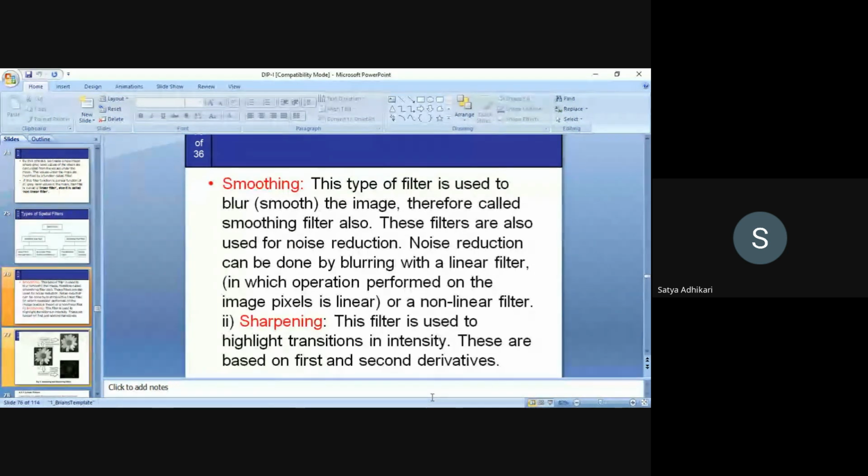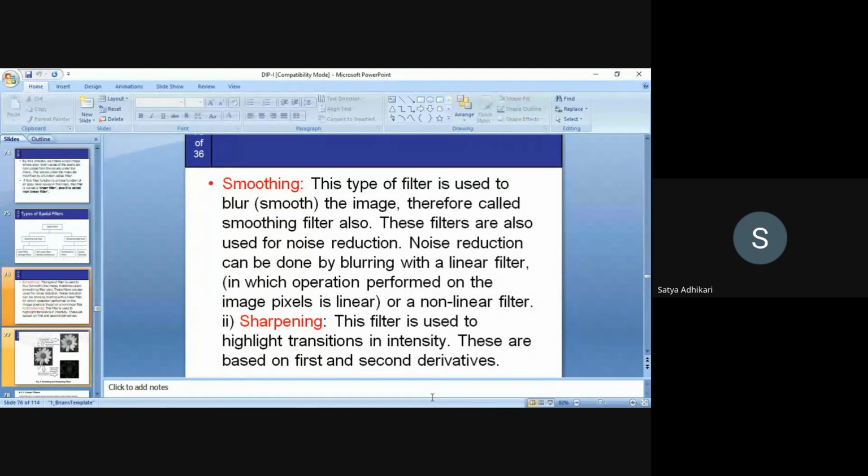As you know, the spatial filter is divided broadly into two types. One is smoothing and another is sharpening. Smoothing is a type of filter used to smooth or blur the image, therefore called a smoothing filter. This filter is basically used for noise reduction, which can be done by blurring with a linear filter, in which the operation performed on the image pixel is linear, or a non-linear filter. We have a good example to illustrate it after some slides. Sharpening filter is to highlight the transition of intensity. It is based on first and second derivatives. It is a high pass filter.